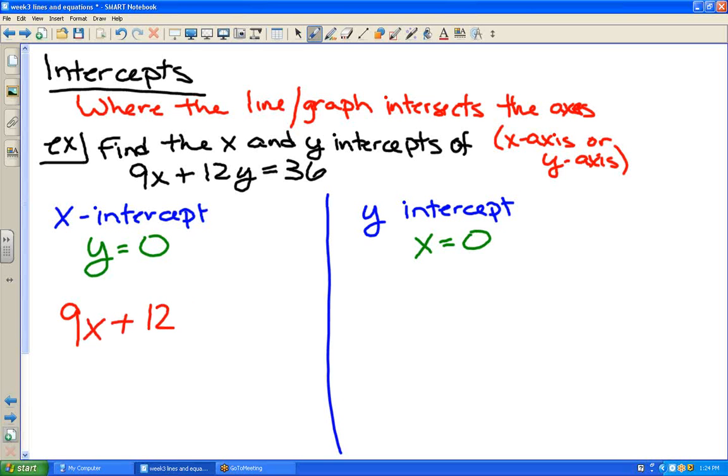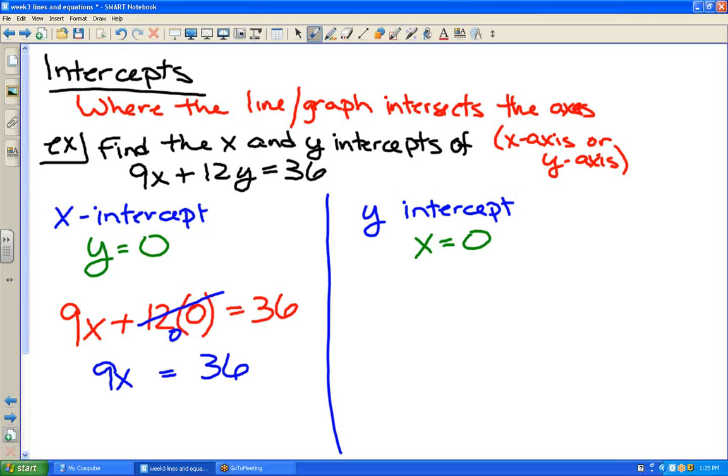Now instead of the y, you're going to replace it with a 0. And remember, whenever you replace something, put it in parentheses just so that you remember that you replaced it. Later on, it might make life a little easier. And the rest of the problem is equal to 36. Now all you have to do is solve it. Get x by itself. So, looking at this, 12 times 0, I like that. That becomes just a 0, and I don't have to worry about it. So I have 9x equals 36.